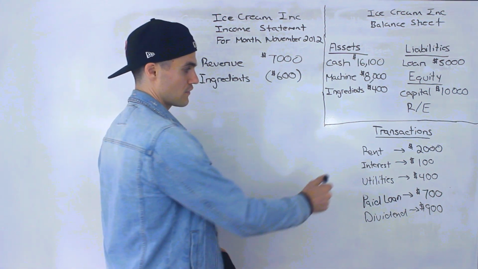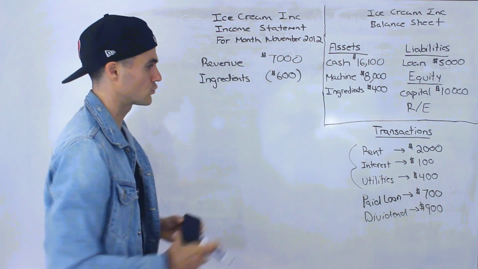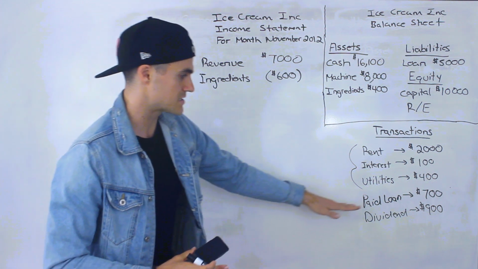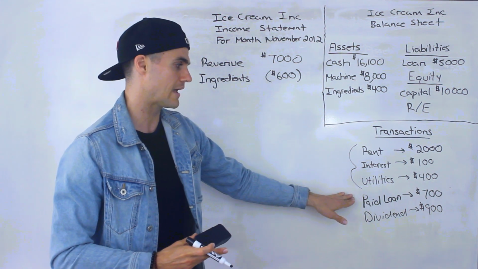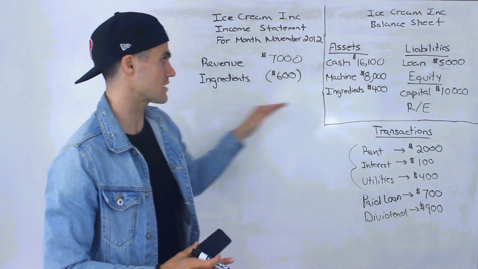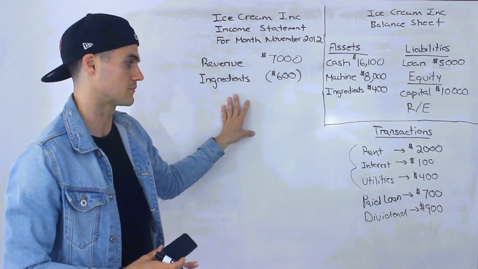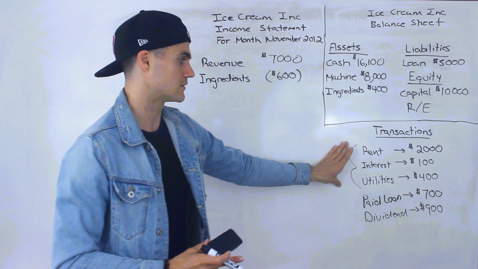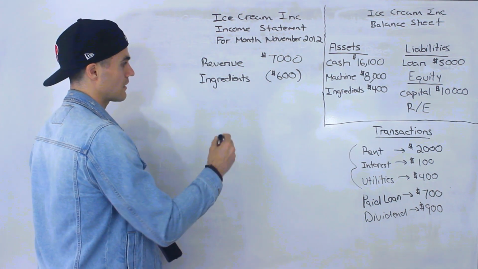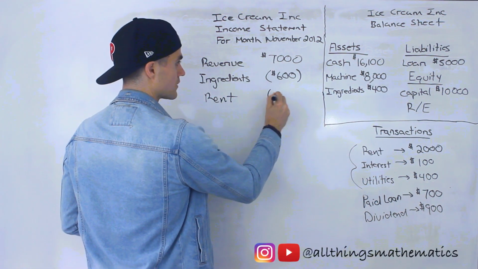Let's take care of these first three transactions. Notice that they are expenses, so we can group them together. They're all going to go on the income statement. The paid loan and the dividend are different. When we're paying the loan, that's not an expense, right? That's just going to affect the balance sheet, so it's not going to go on the income statement. And the dividend doesn't affect the income statement either. So it's only these three remaining transactions that affect the income statement, so I thought I would group them together. We'll have rent of $2,000.